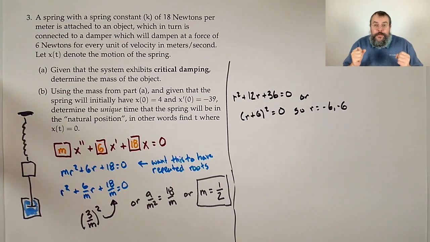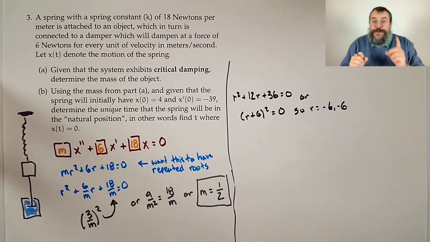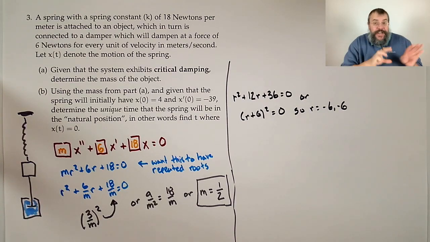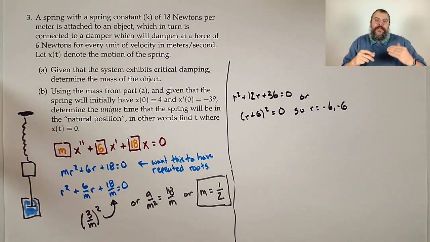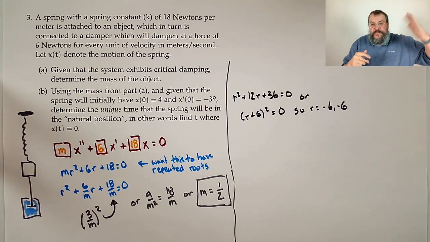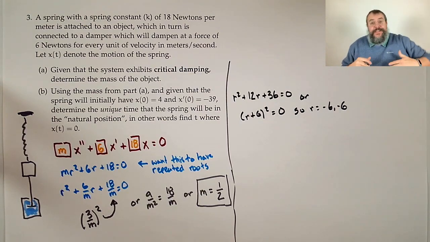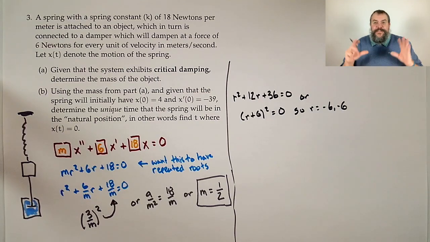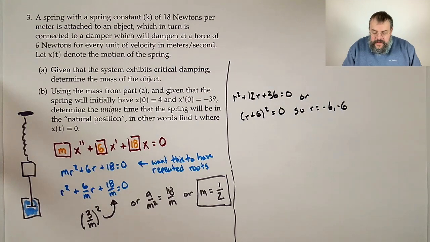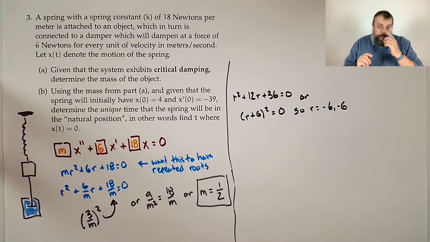Now, the one thing, I'm going to pause and say, the roots should have negative real parts. Always, always, always, always for springs. And if the roots don't have negative real parts, go back and check your work. Because if your roots had positive real parts, your spring would be going crazy, and that's not how springs work. Okay, but we're fine.